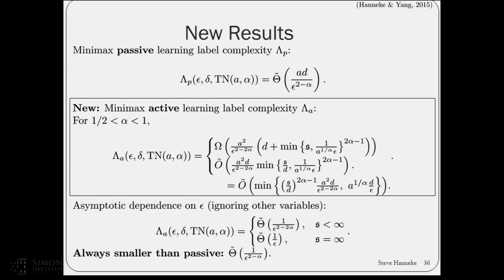So if you strip everything else away again and just look at the epsilons, we've really nailed down the dependence on epsilon. If the star number is finite, you get 1 over epsilon to the 2 minus 2 alpha, which is what we had on the previous slide also. So again, that's improving by multiplying by epsilon to the alpha. If the star number is infinite, you get a 1 over epsilon, which is also what you get in the realizable case if the star number is infinite. So we're basically, again, getting something like a max between the strong improvement and the realizable case.